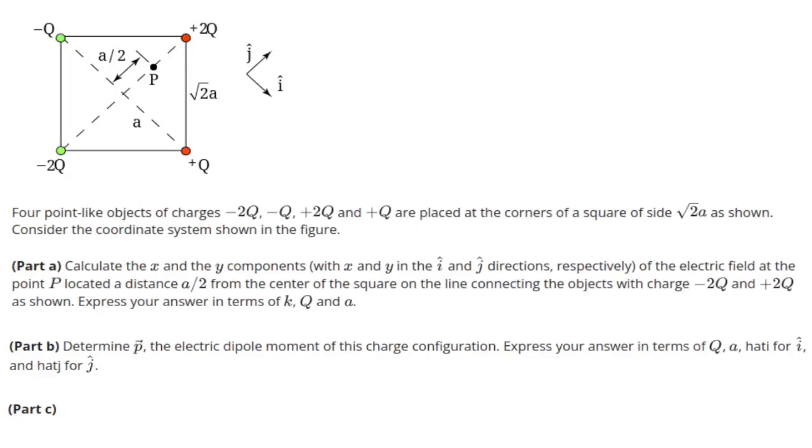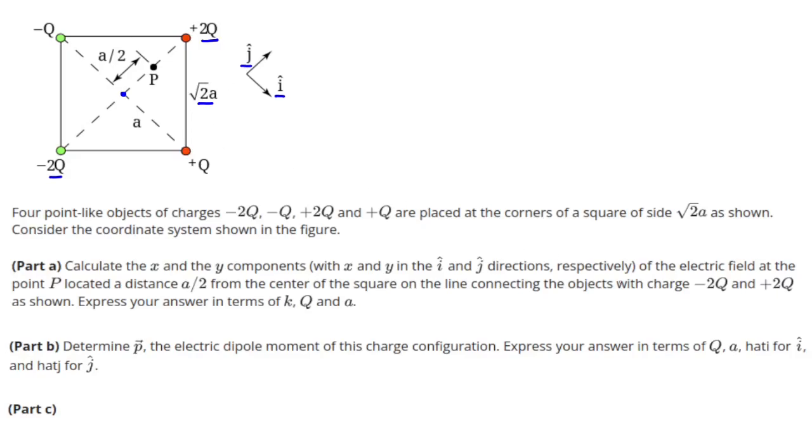Four point-like charged objects are placed at the corners of a square with a side of root 2a, and we're given a hint to consider the coordinate system that's shown in the figure. In part A, calculate the x and y components of the electric field, so in the i and j directions, at the point P that's located at a distance of a on 2 from the center of the square, on the line connecting these two charges. So it's important to keep the mathematics tidy in this problem.